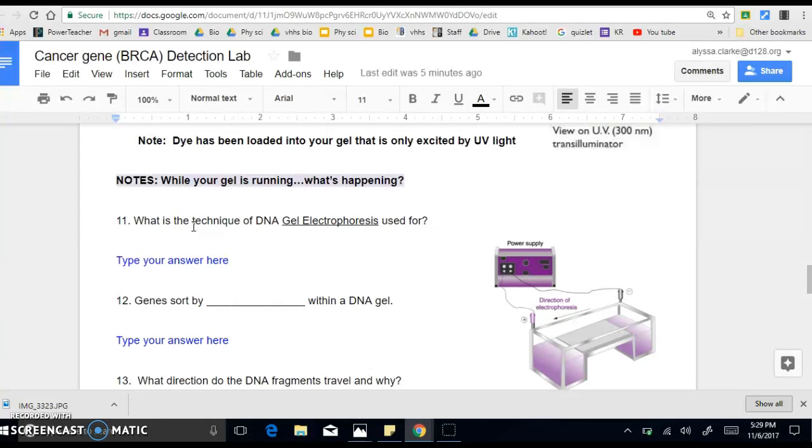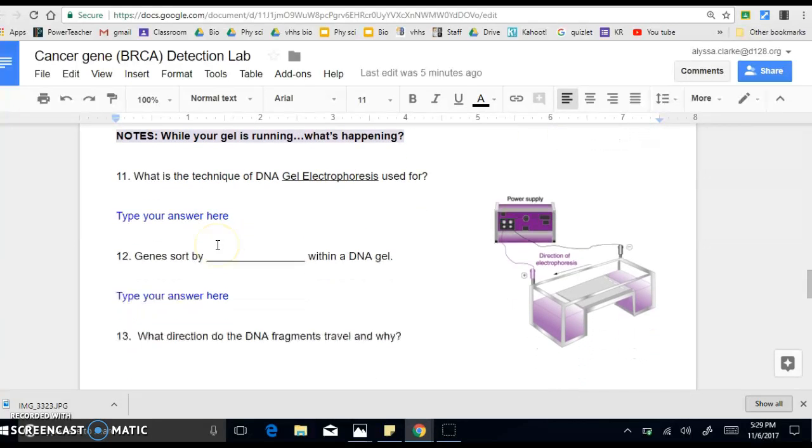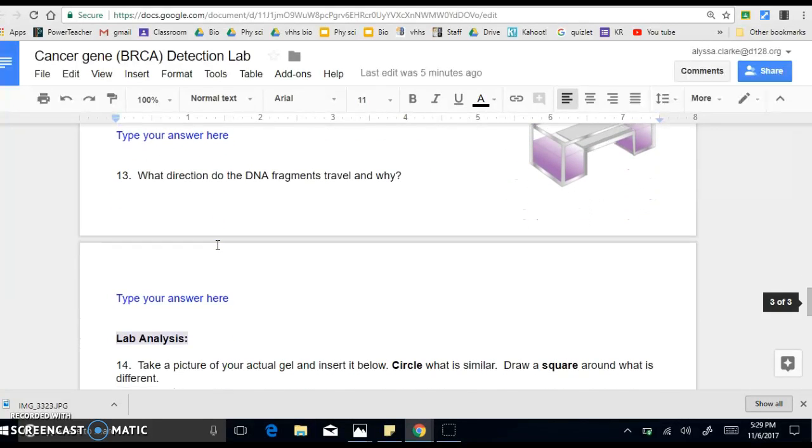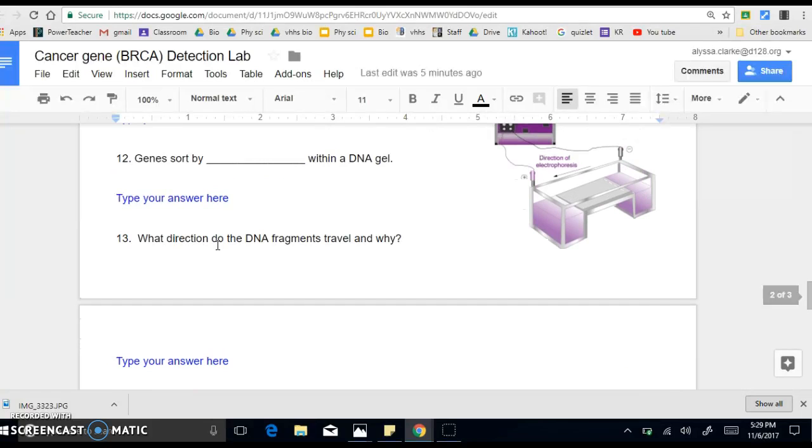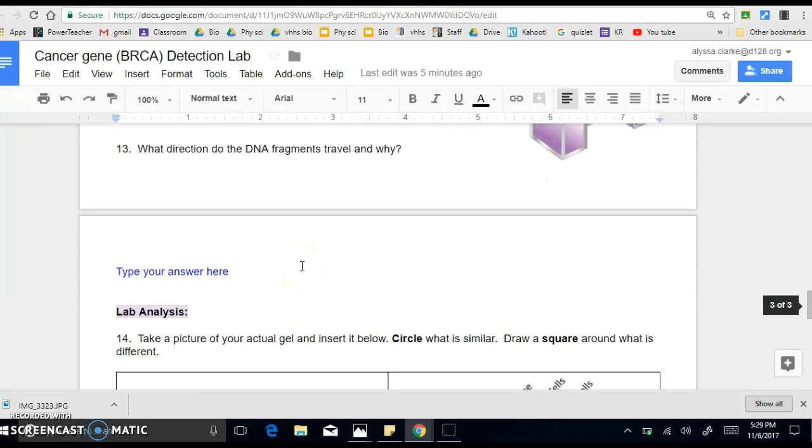The main purpose of gel electrophoresis is to do what? How do we sort genes? What directions do they usually travel in and why? Make sure you're utilizing this picture that's right here to help you with those questions.